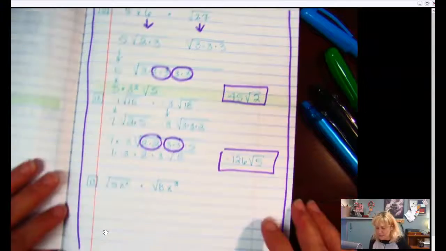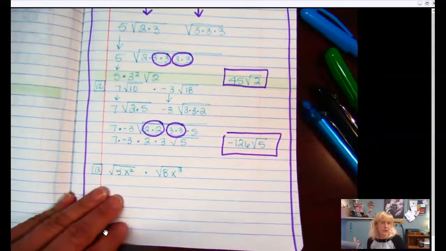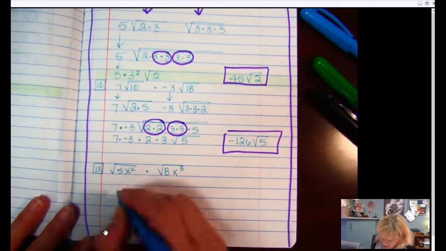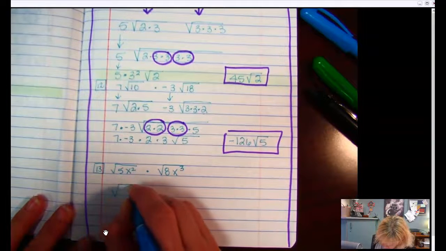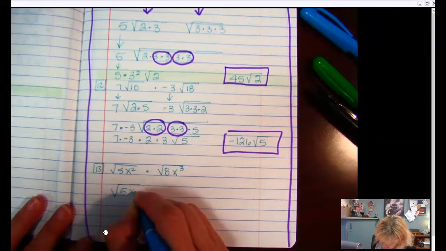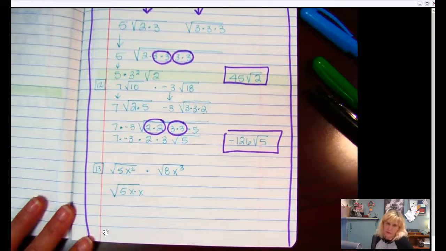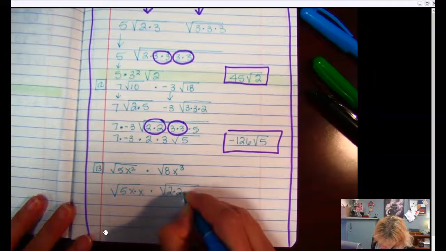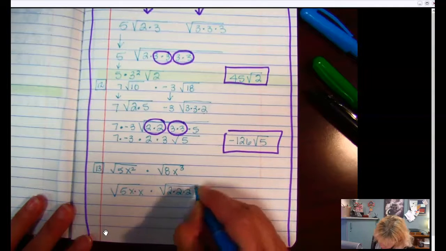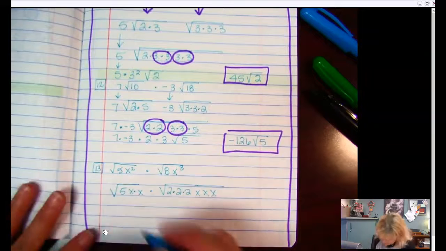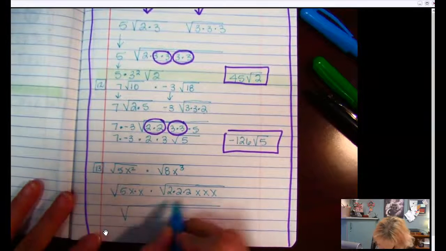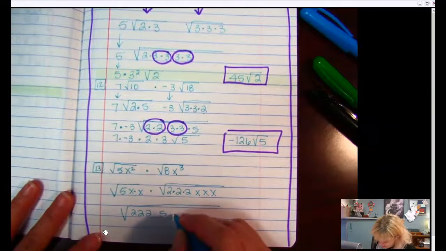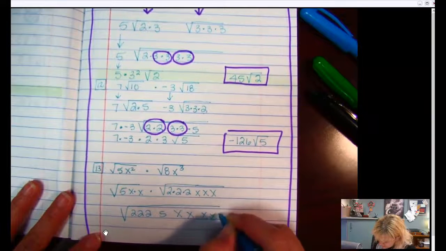All right, the last one that I'm going to ask you to do with me, and then you're going to do a practice one. It has letters in it, so this is a little different. So again, if I prime factored this, this is what it would look like with letters. When I prime factor the 8, that's what it looks like. Let's put it all together. So I have 3 2's, I have a single 5, and I have 5 x's.